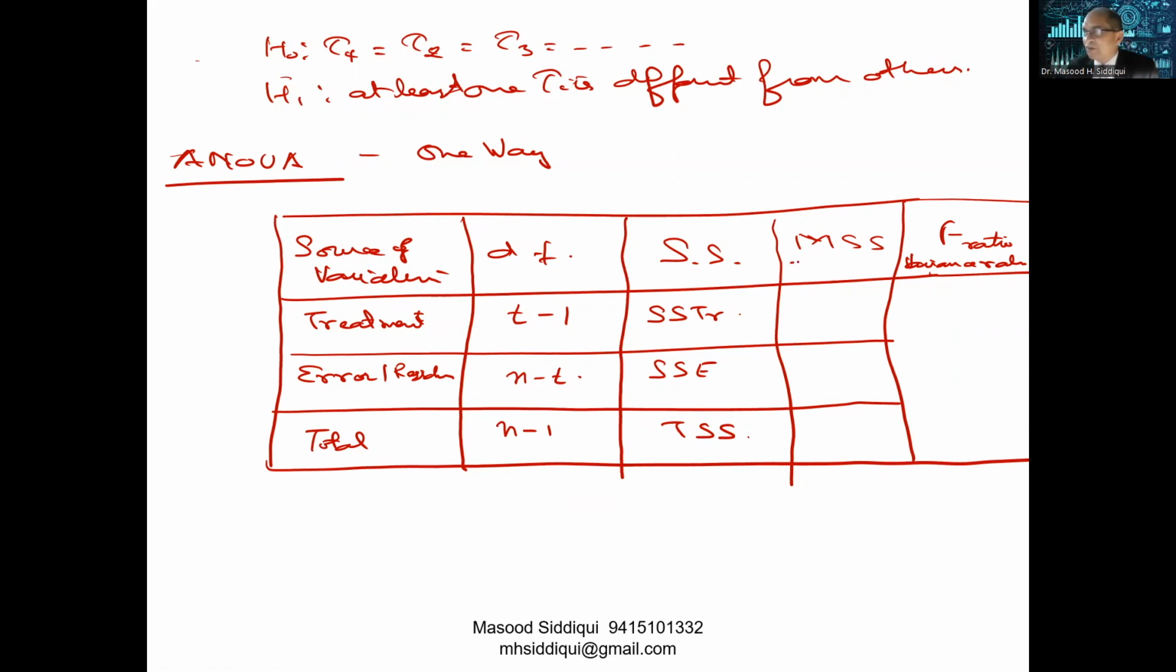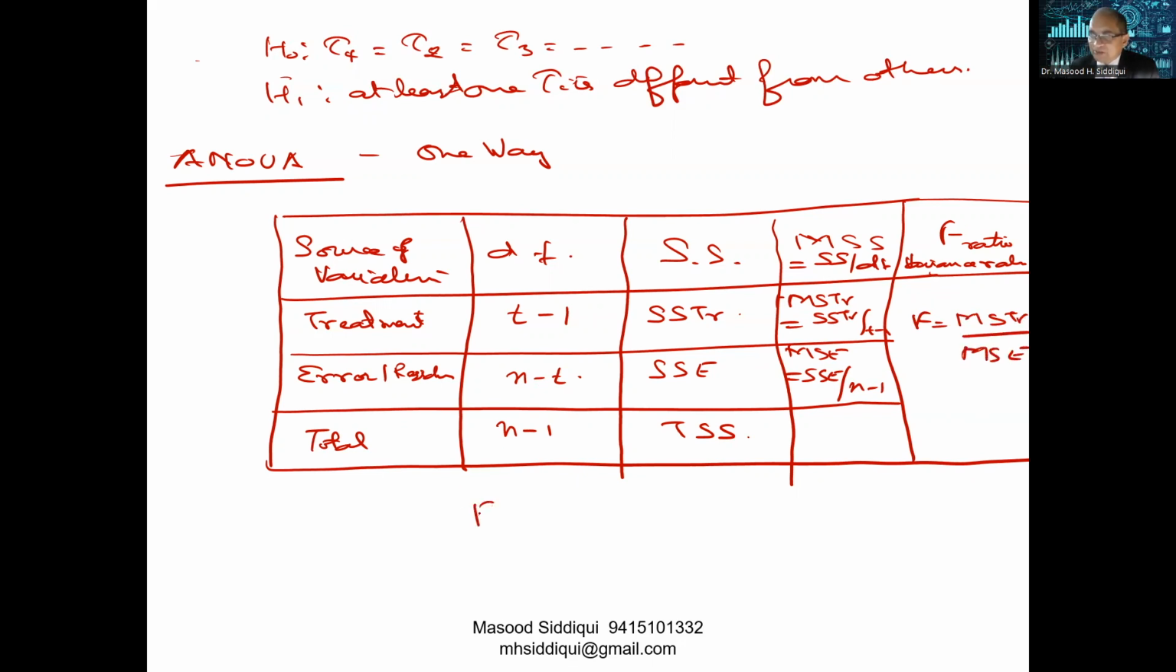And for mean sum of square, which is simply the sum of square divided by degrees of freedom. So the first one is MSTR. This is SSTR divided by degrees of freedom, that is t minus 1. The next one is MSE, which is SSE divided by n minus t. And the variance ratio is MSTR upon MSE.